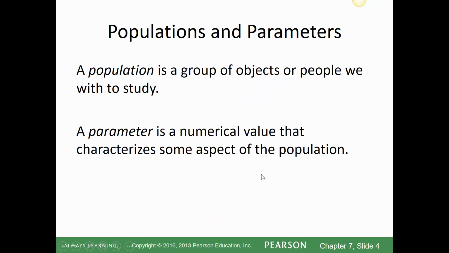So populations and parameters. A population is a group of objects or people we wish to study, where a parameter is a numerical value that characterizes some aspect of the population. Notice the P in population and P in parameter, that can be a way to match those together.